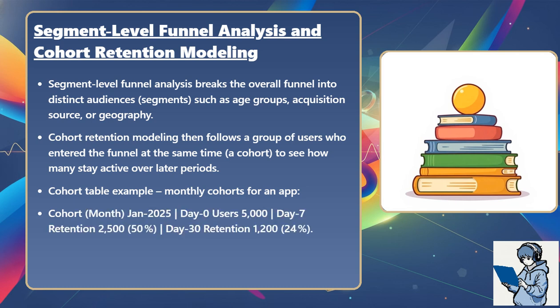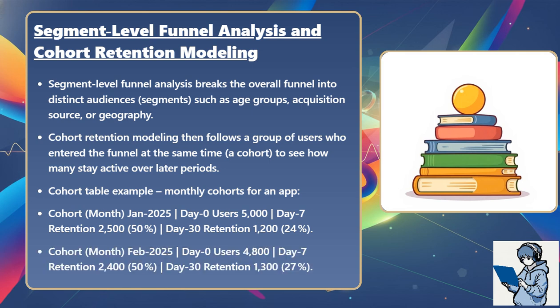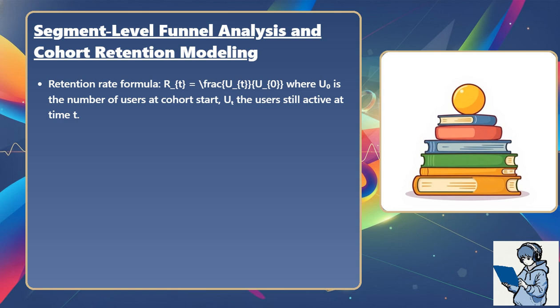Cohort month Jan 2025 | day 0 users 5,000 | day 7 retention 2,550 (51%) | day 30 retention 1,224. Cohort month Feb 2025 | day 0 users 4,800 | day 7 retention 2,450 | day 30 retention 1,327. Retention rate formula: R_t = U_t / U_0, where U_0 is the number of users at cohort start and U_t the users still active at time t.